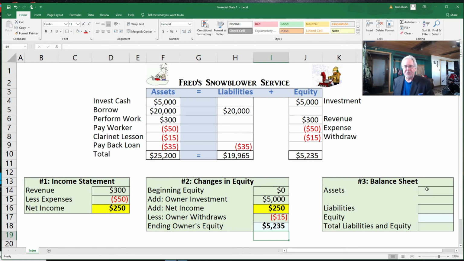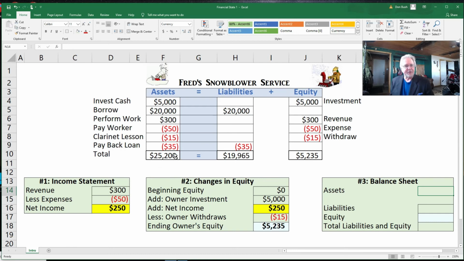So let's go to statement number 3, the balance sheet. The balance sheet is my favorite statement, and I'll explain why in a later video. But it's a good statement, and all it is, folks, is the accounting equation. That's all it is. Look at that. Assets, liabilities, and equity. It's the exact same thing.